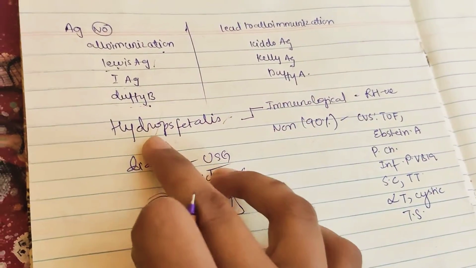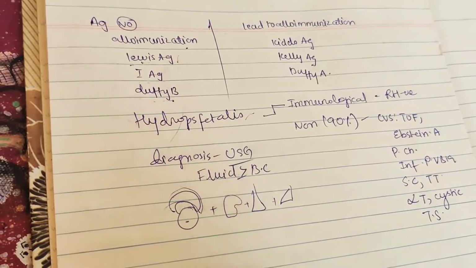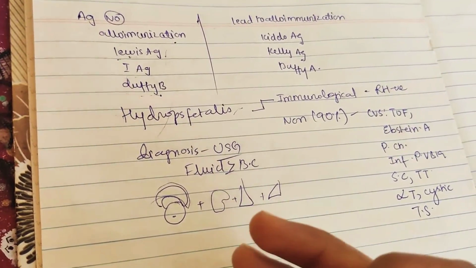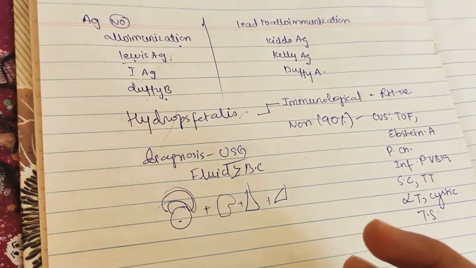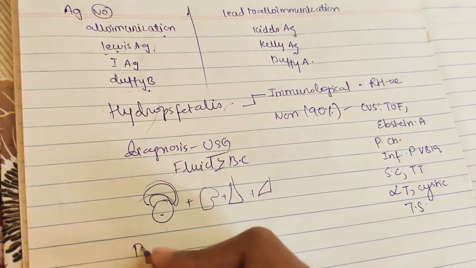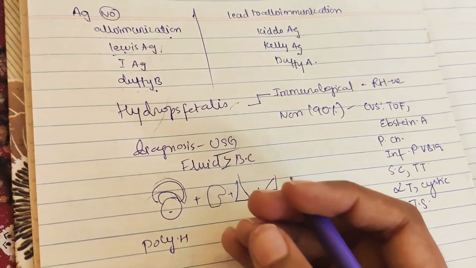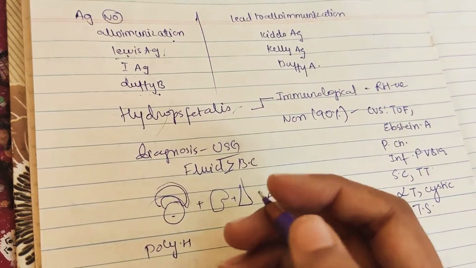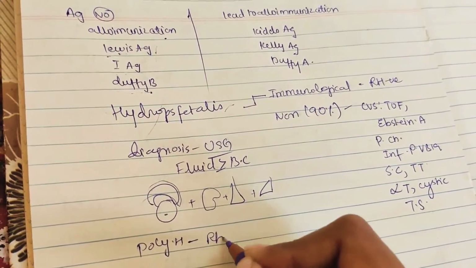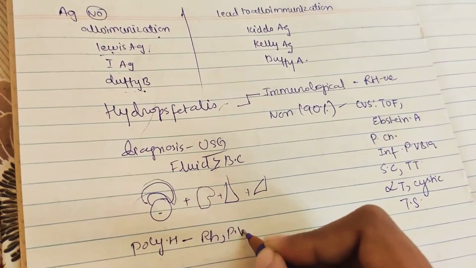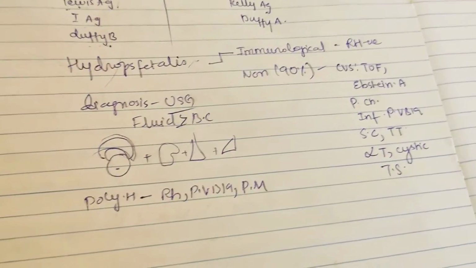In the name itself, hydrops means water. Around all these structures you have fluid. Polyhydramnios is also seen in Hydrops Fetalis, but it is not a criterion. Polyhydramnios is due to Rh isoimmunization, parvovirus B19, or placentomegaly. These may be the causes.